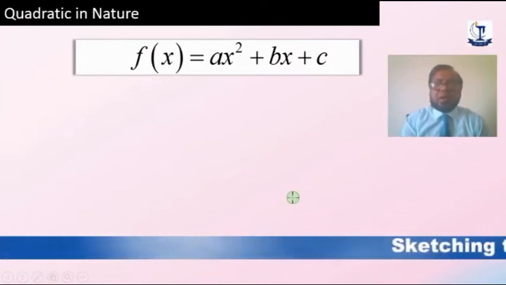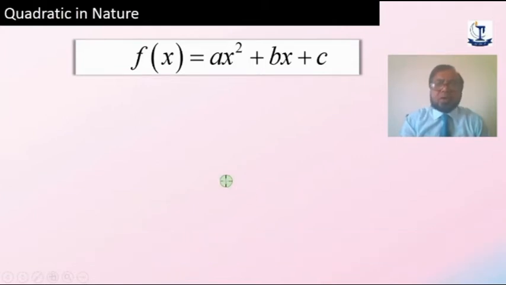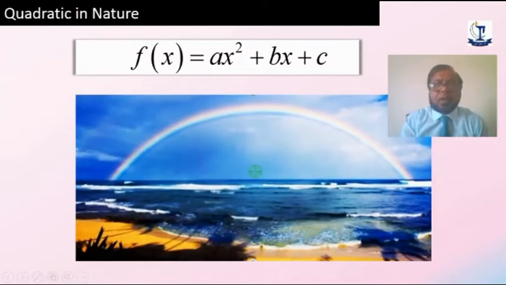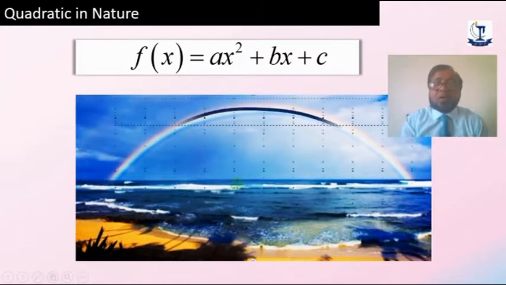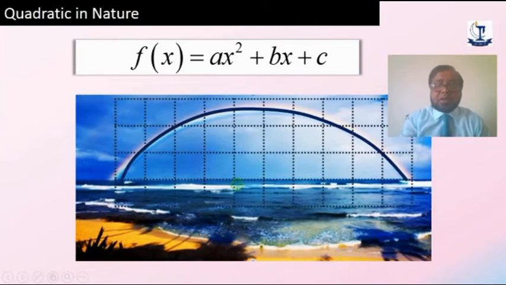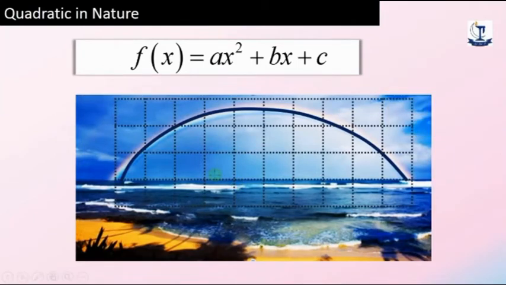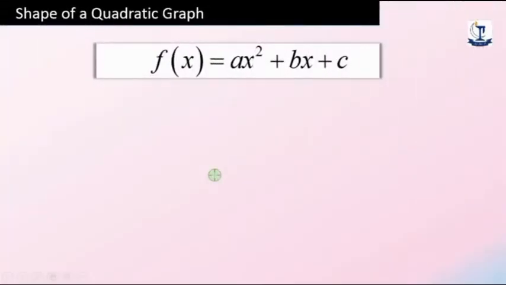But before this, I am going to ask you a question. Have you ever seen any example of quadratic functions in nature? A rainbow. It is a perfect example of the quadratic functions in nature. The shape of a quadratic function is a parabola.